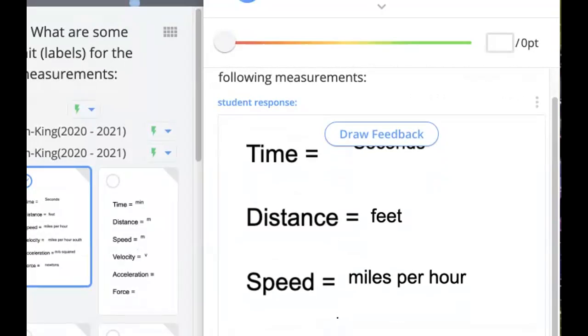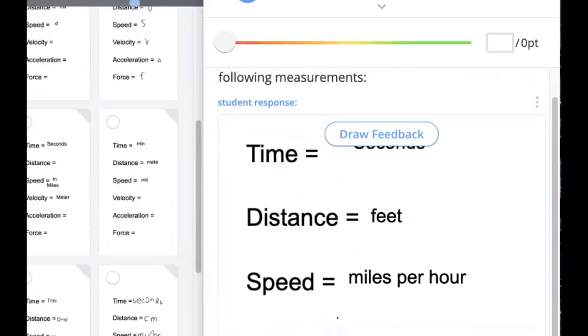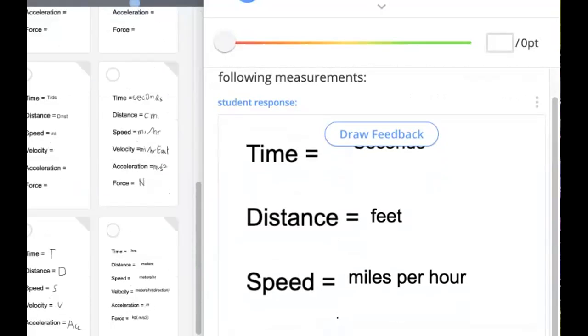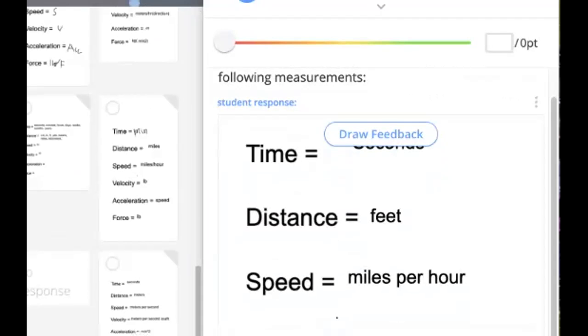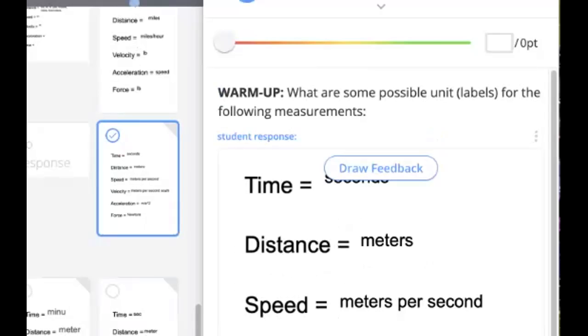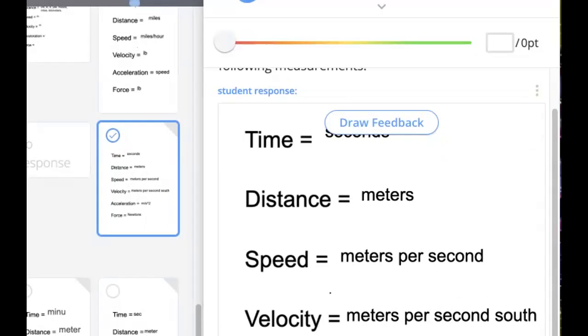Let me clear the hands real quick. Anybody else have another possibility for speed? Let me scroll through here. A lot of you said miles per hour. That's what we're used to seeing in our cars. Armand? Meters per second. There we go. We have another one here that says meters per second.